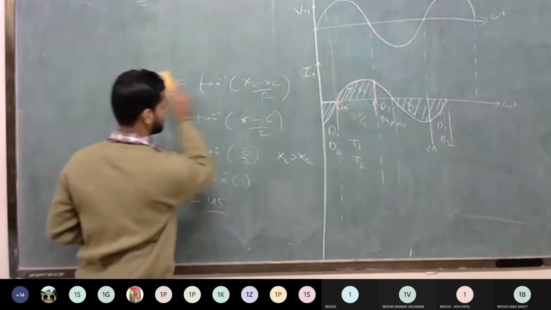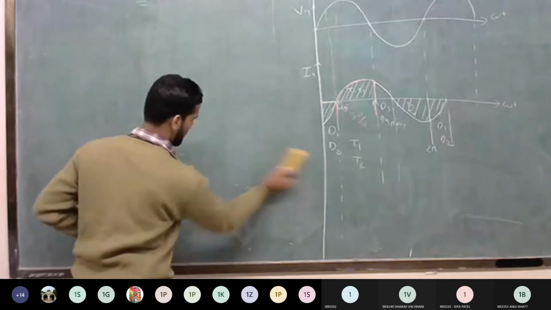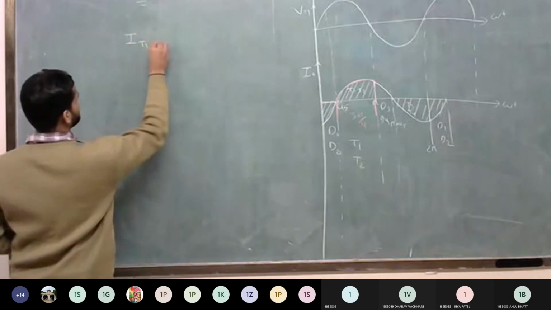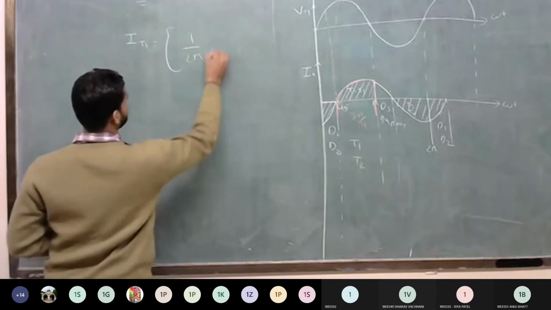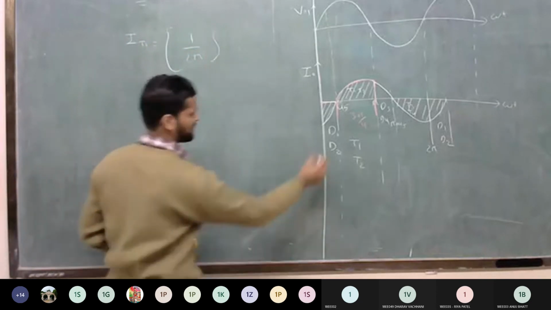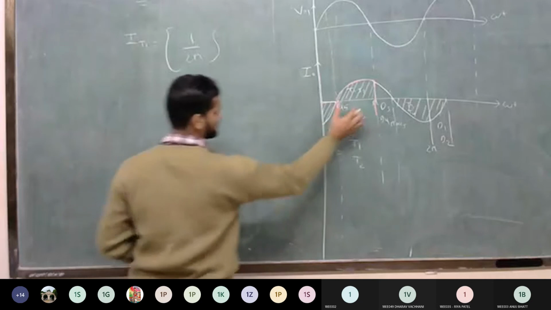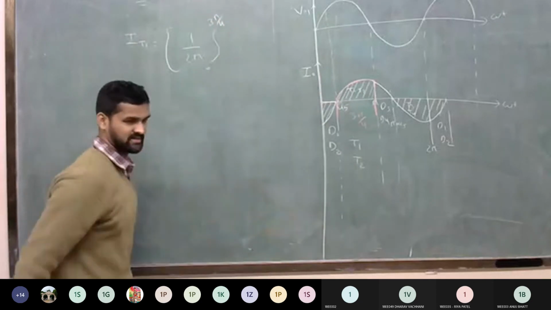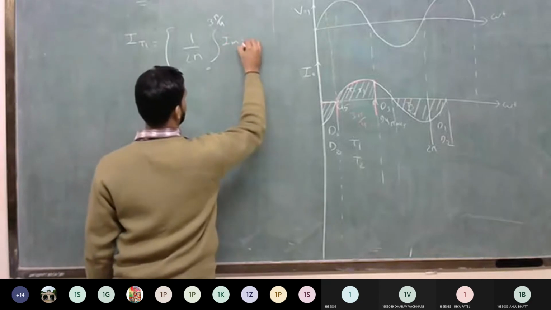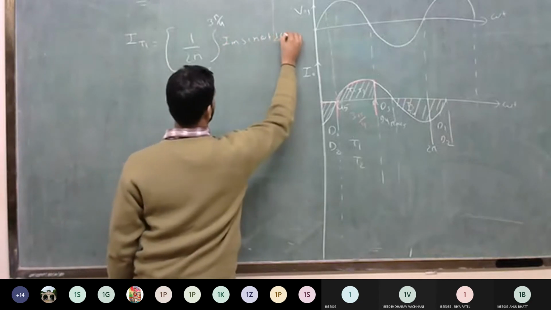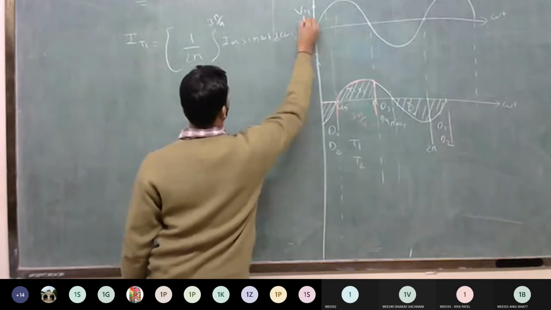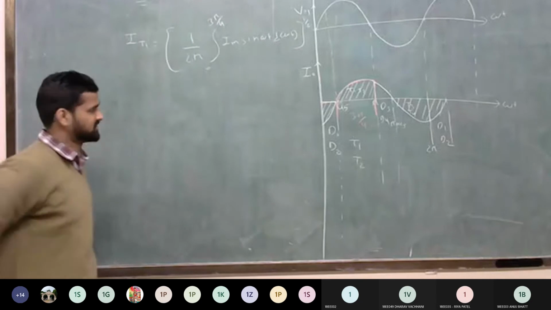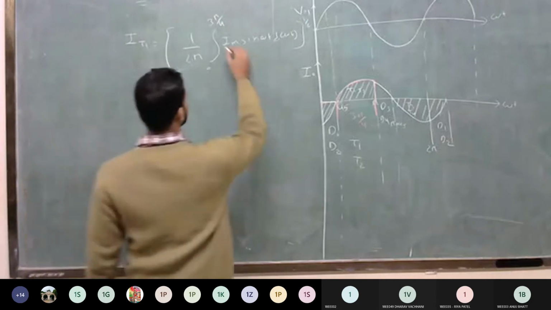Our equation remains the same as we have calculated for the earlier case. Let's write again: that is 1 upon 2 pi times the integration. We have to take the integration from 0 to 3 pi by 4, because the integration limits are given as 0 to 3 pi by 4. Your current is sinusoidal in nature: Im sin omega t, d omega t, raised to 1 by 2. Clear? This is the whole square.